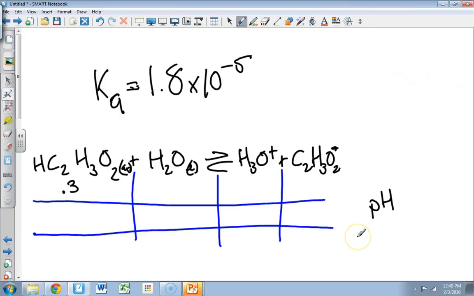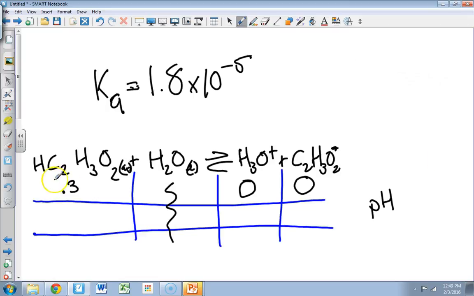Okay, so let's get into this problem. You're more than welcome to pause the video and see if you can work through the problem and see what you can get to. Let's keep in mind that water isn't going to play a role in the equilibrium, so I'm going to cross it off. Now, how much hydronium ion do we have to start with? 0. If it's not said in the problem, we assume 0. And how much acetate ion do we have? 0.